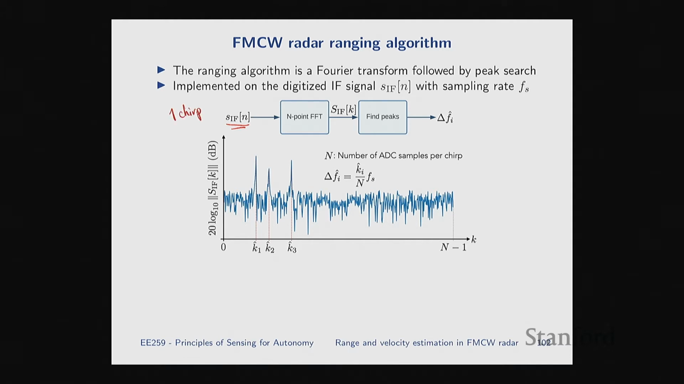You've down-converted that. That's the SIF that you get. And the ADC has sampled it, so you get n points, or n samples, corresponding to one down-converted chirp. Then you do an n-point FFT on it. And here I'm using the term FFT loosely.